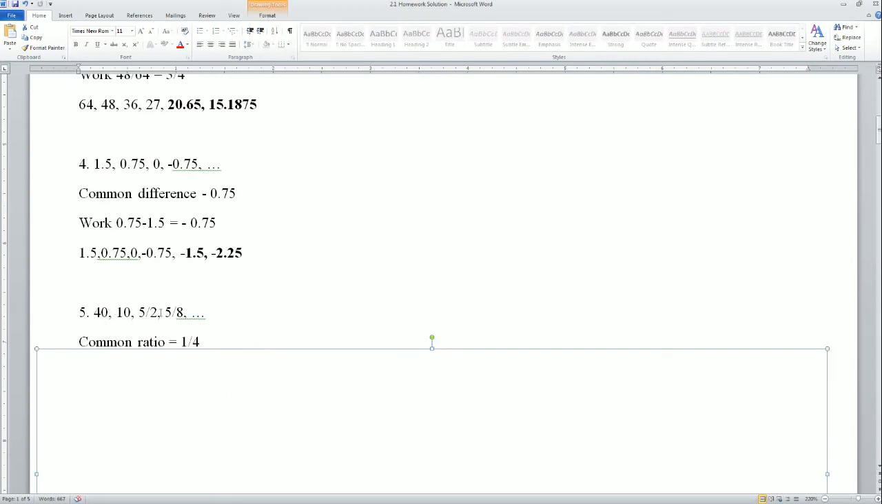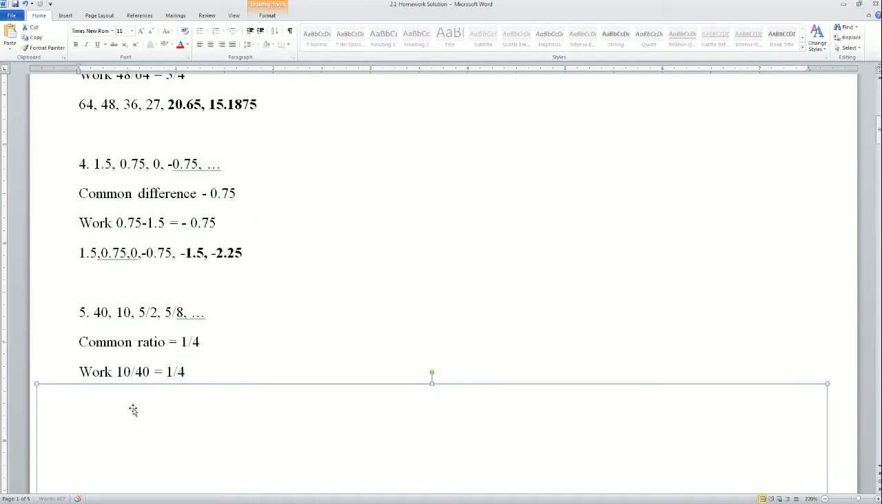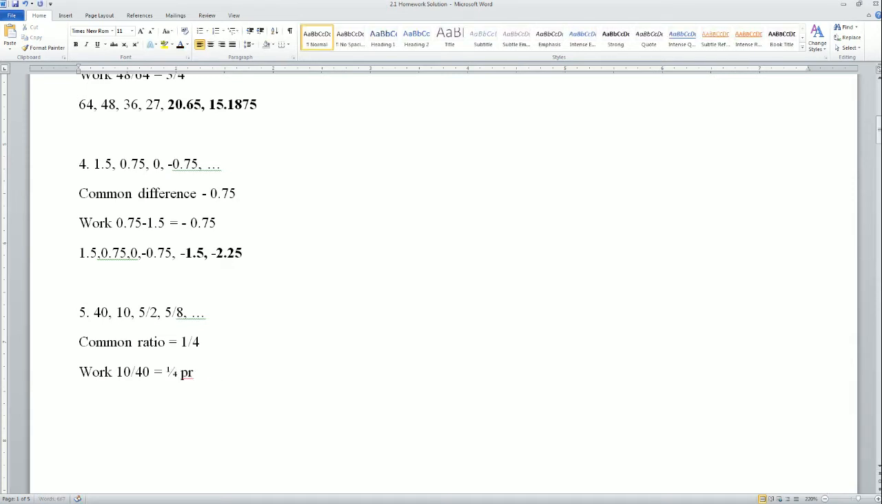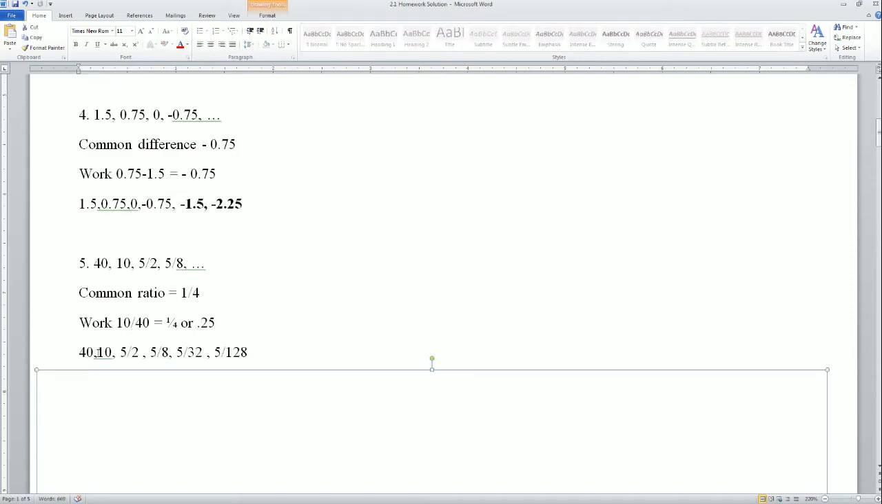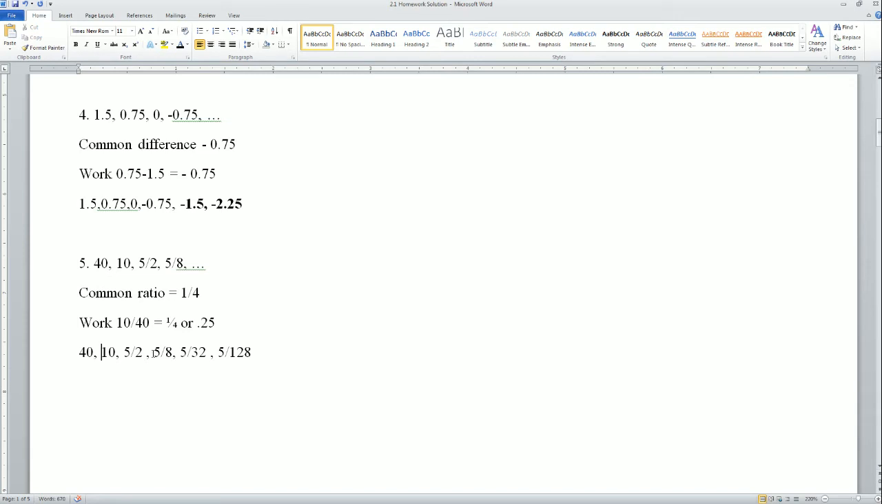5. 4, 10, 5 over 2, 5 over 8. Common ratio is 1/4 because it is decreasing rapidly. Okay. The work, 10 divided by 4, just becomes 1/4. I think that's also 0.25. Okay. I could write that as if you like, or applying that to 4, 10, 5 over 2, 5 over 8. Apply that again, 5 over 32, then 5 over 128.